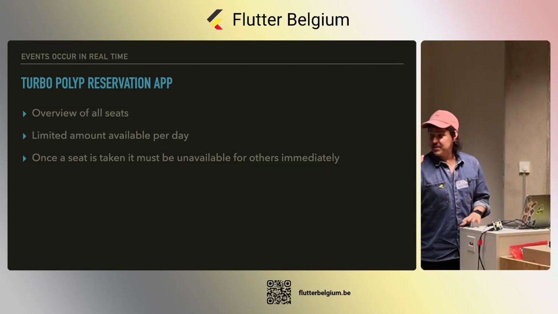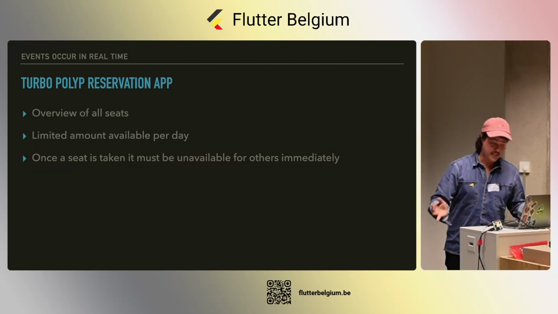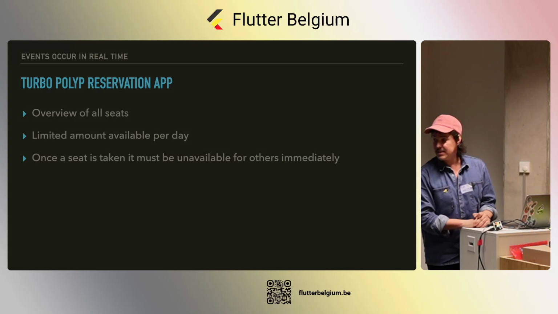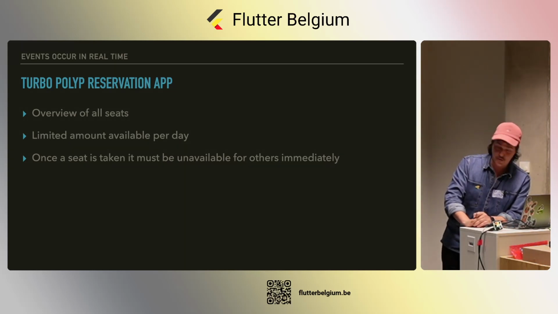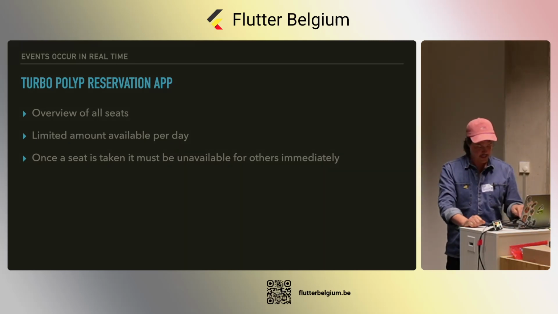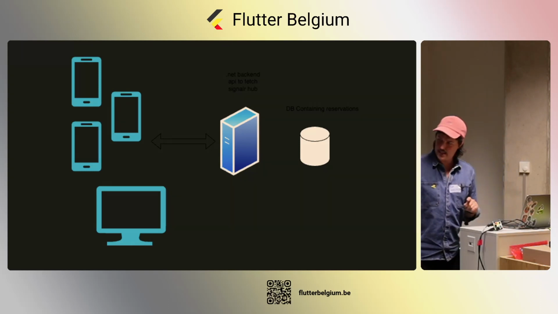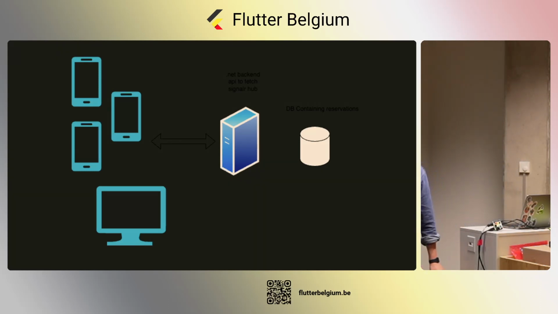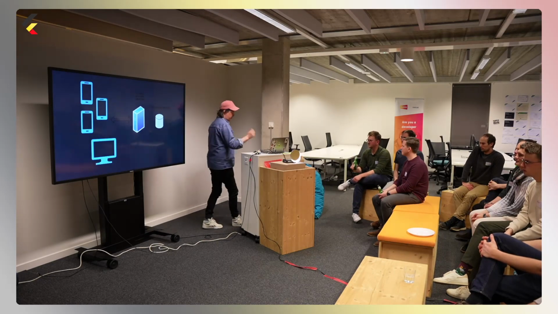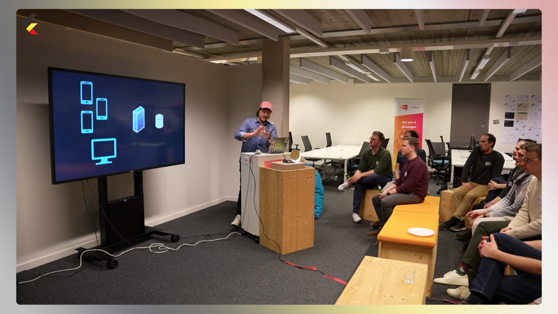So the Turbo Polyp reservation app, basically you get an overview of all seats, but of course the Turbo Polyp is super popular, so there's only a limited amount of seats available per day, and once a seat is taken, it must be unavailable for others immediately. That's the concept. I'm not a designer, but this is the server, which contains the .NET backend, the REST API to fetch all of the seats, the SignalR hub, and reservations are stored in the database. Then from your Flutter apps or your web app, you can make the reservation, and the reservation will immediately reflect on other screens.